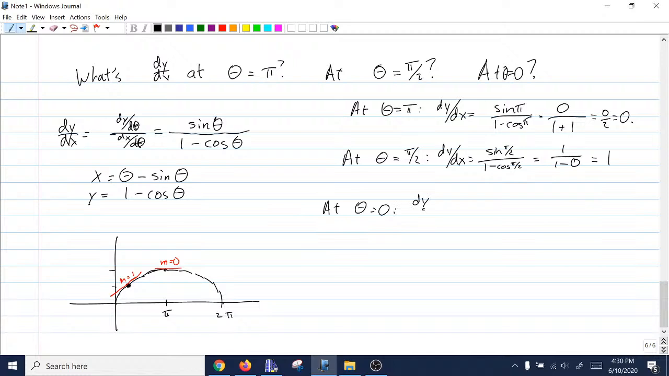dy dx is going to be sine 0 over 1 minus cosine 0, which is 0 over 0. Oh no. This thing is undefined, and it's not even undefined in the way where I automatically know the slope is infinity. 0 over 0 could be anything. When your formula for the derivative gives you 0 over 0, there's a good chance the tangent exists anyway, and you should try taking the limit.